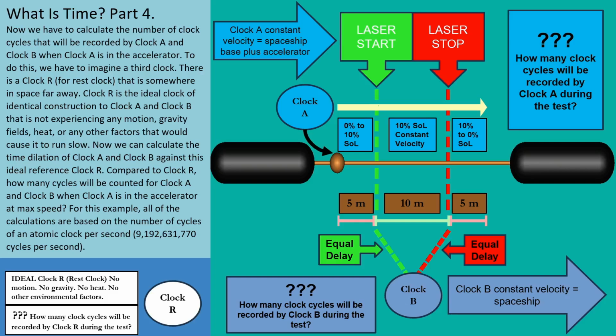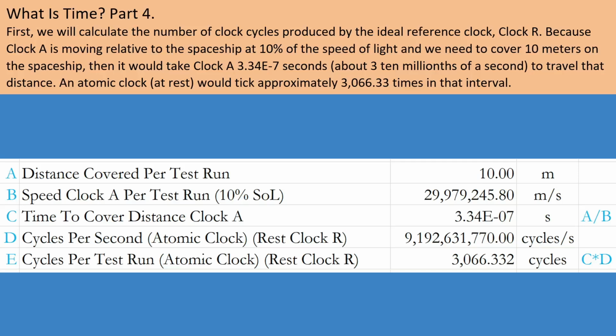Now we can calculate the time dilation of clock A and clock B against this ideal reference clock R. Compared to clock R, how many cycles will be counted for clock A and clock B when clock A is in the accelerator at maximum speed? For this example, all of the calculations are based on the number of cycles of an atomic clock per second. First, we will calculate the number of clock cycles produced by the ideal reference clock, clock R.